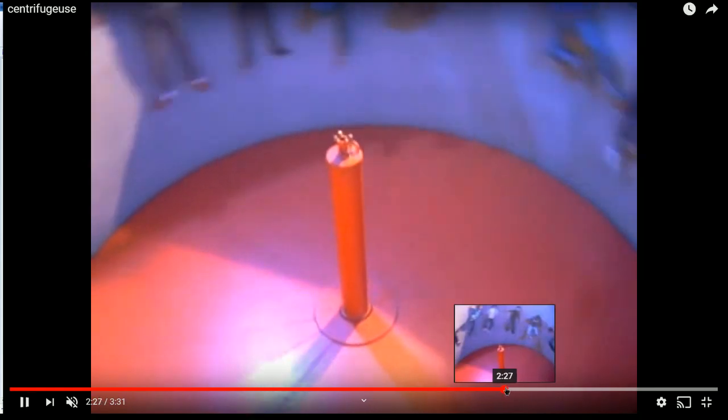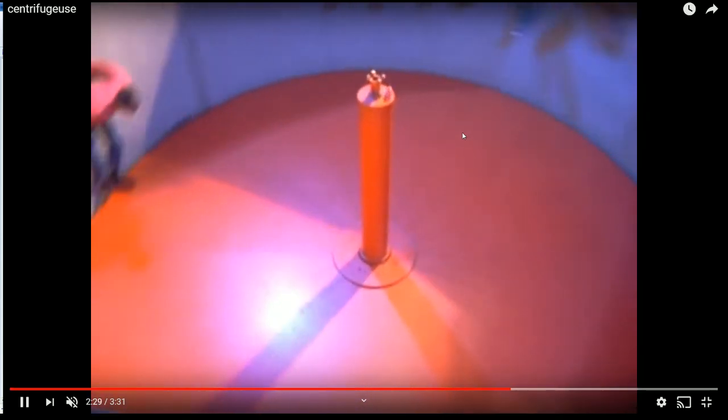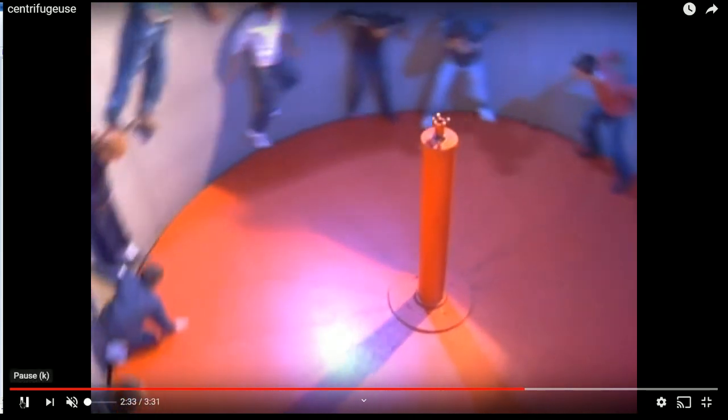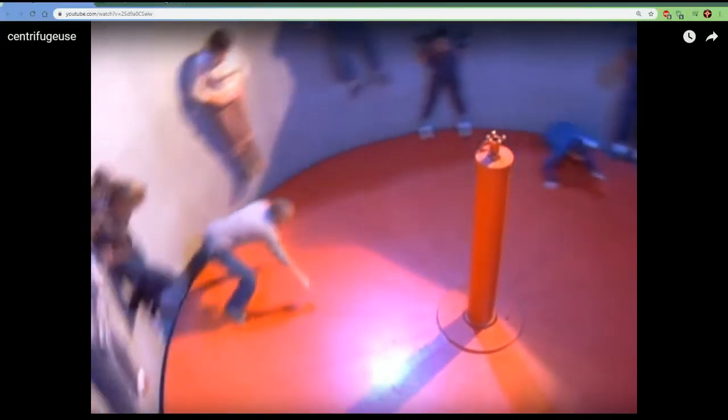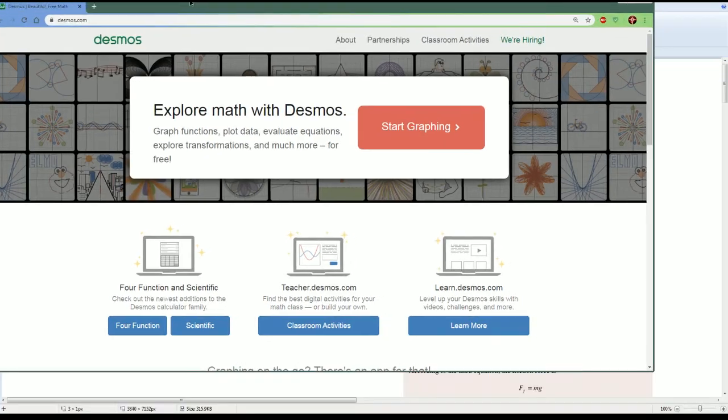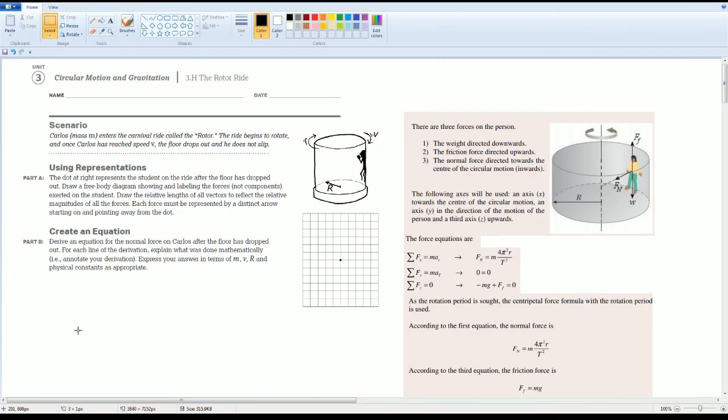And it's only when they start slowing down that you see now they're barely starting to move. You see now they can start going down. So this is what they mean by that. So you are going to draw a free body diagram to represent this scenario. That's what basically part A is asking for.